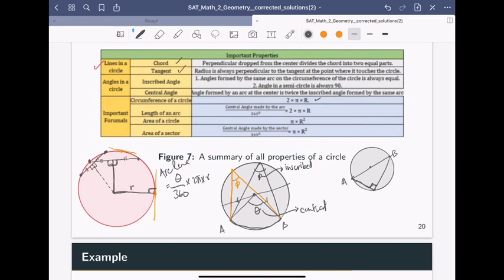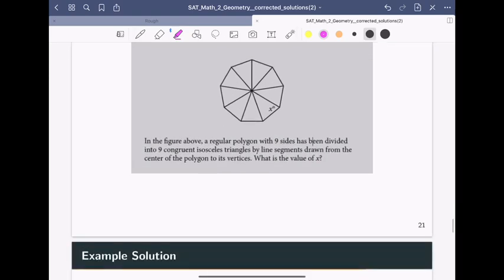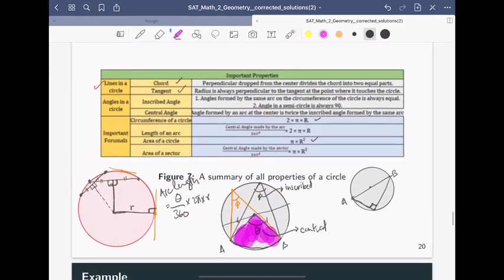Okay. And what is the area of a circle? It's pi r squared. What is the area of a sector? What is this area? So this area is just the central angle made by the sector, which is again theta over 360 times the formula for the area of a circle. So that is that, and that is entirely it about circles as well. So if you know these properties, you are surely going to be breezing through the questions on the SAT.